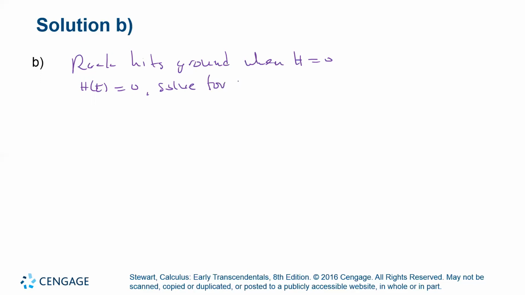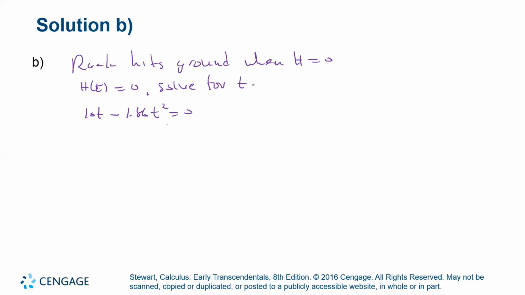Now it said, when does the rock hit the ground? That's part B. When the rock hits the ground, the height is equal to 0. So basically we're going to take H of t, set it to 0, and solve for the time t. So we have 10t minus 1.86t squared equal to 0.